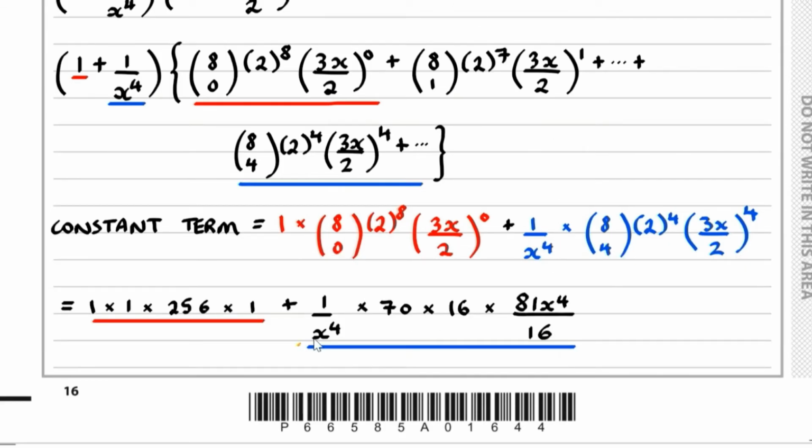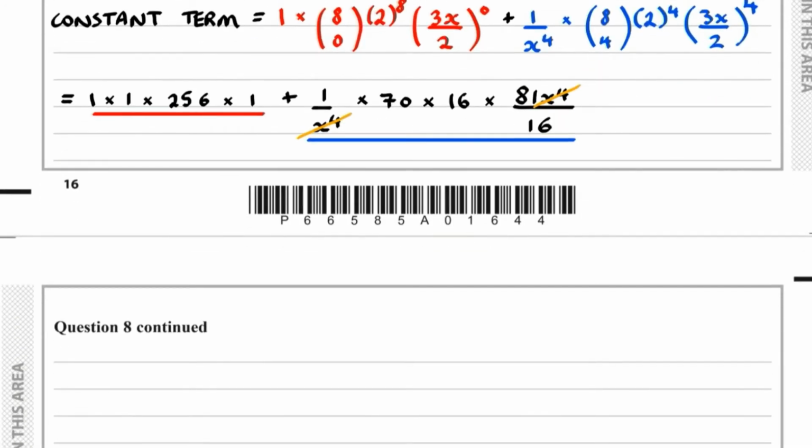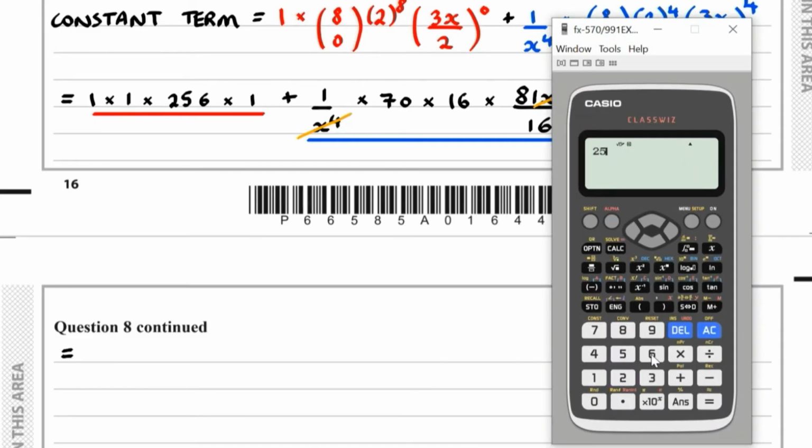And happily for us, this and this cancel out. So the constant term is equal to 256 plus 70 times 16 multiplied by 81 over 16. It turns out we get 5,936 as the constant term.